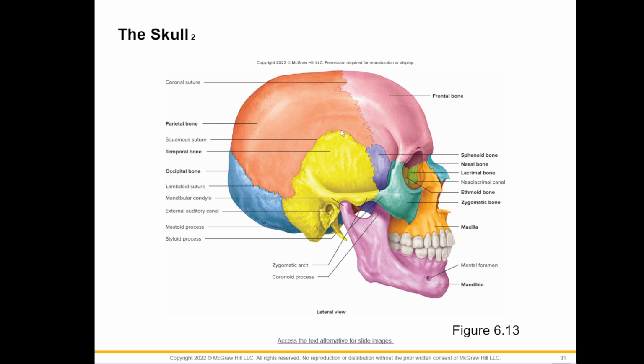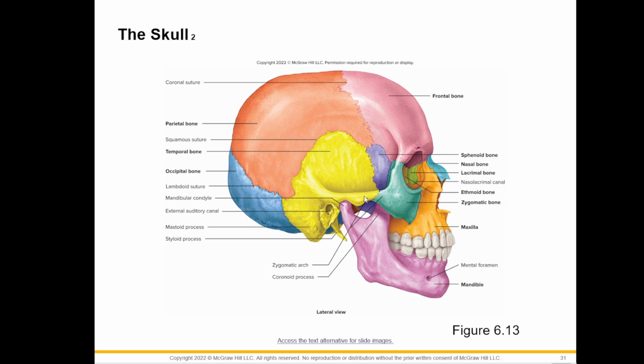Okay, the yellow part is your temporal bone. And then that connection is the squamous suture, right? This protrusion, when we have a protrusion, we call it a process. So this is the mastoid process. And then we also have another protrusion here, and you call that the styloid process. And then this area where the mandible meets the temporal bone, we call this the temporomandibular joint or TMJ. You also can see here the connection between the zygomatic bone and the temporal bone.